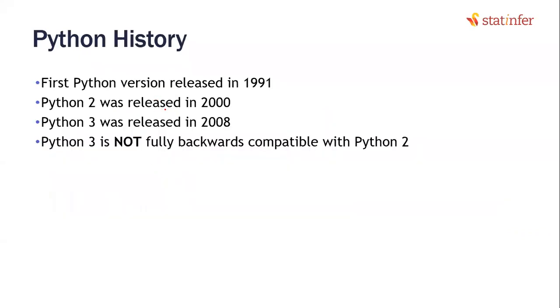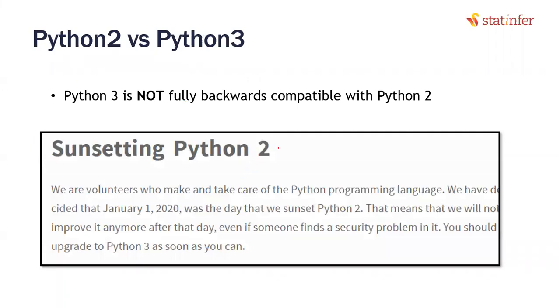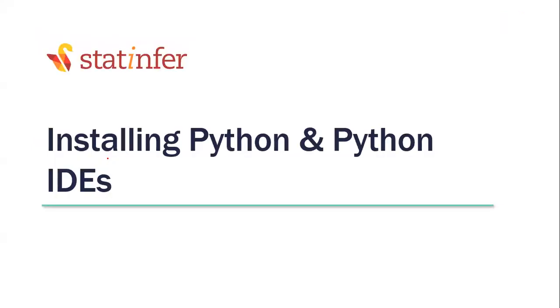We already discussed that Python 2 was released in 2000, Python 3 was released in 2008, and Python 3 is not fully backwards compatible. In fact, nowadays nobody is using Python 2. You also need to ignore this because Python 2 has already been discontinued. In January 2020, there was an announcement that there will be no further development in Python 2. And we already told you how to install Python.